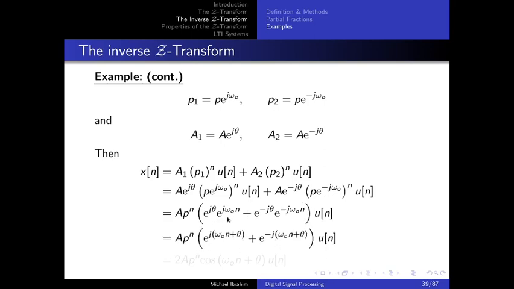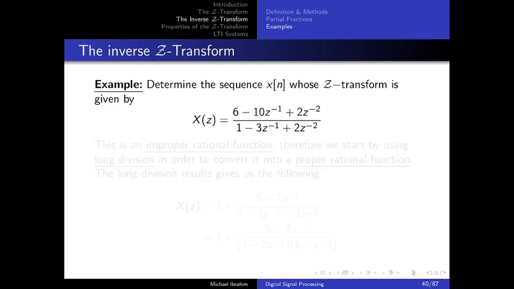If you combine these two exponentials together, you will get e to the j omega naught n plus theta, e to the negative j omega naught n plus theta. And these two complex exponentials added together will give us 2 cosine omega naught n plus theta. So what we found is actually what we have been saying a few minutes ago, that having complex conjugate poles usually will get a cosine wave in the time domain.